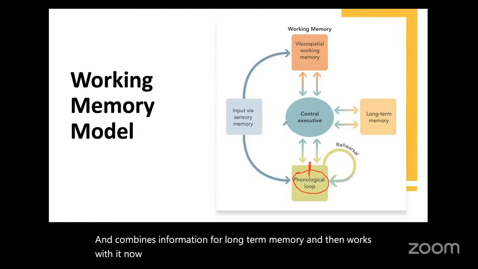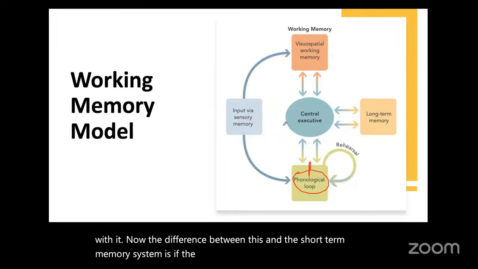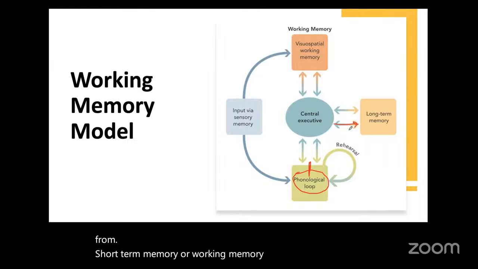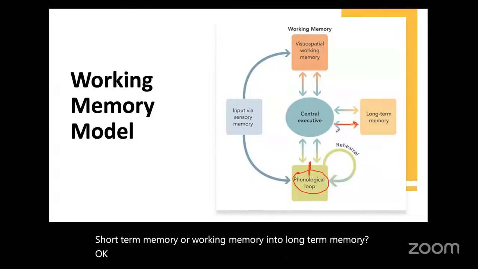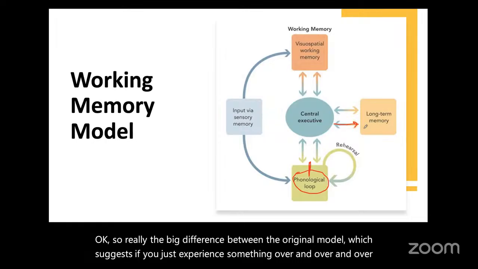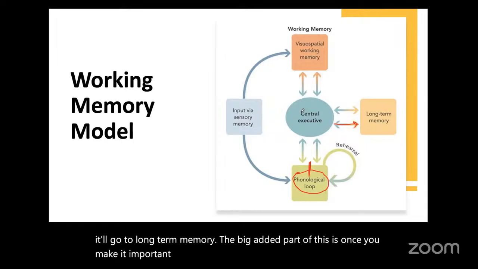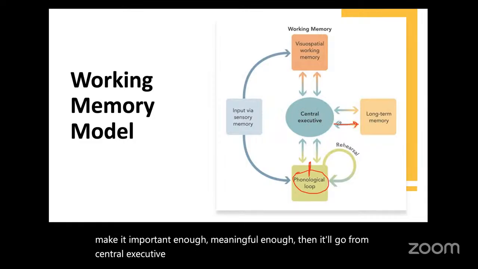Now, the difference between this and the short-term memory system is if the information is significant enough, meaning that it's important enough, it's experienced enough, then it'll go from short-term memory or working memory into long-term memory. Okay. So really the big difference between the original model, which suggests if you just experience something over and over and over, it'll go to long-term memory. The big added part of this is once you make it important enough, meaningful enough, then it'll go from central executive working memory into long-term memory.